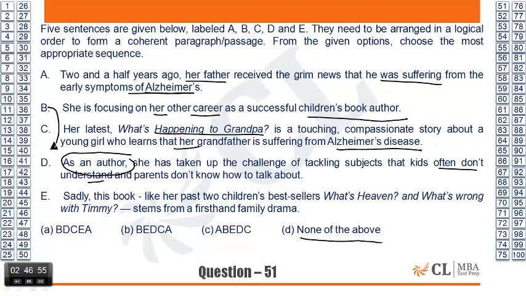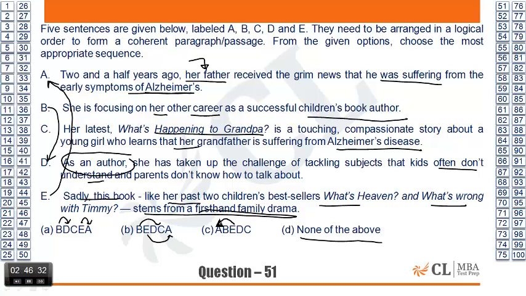I think there's a connection here, no? Book author, okay. Sadly, this book, like her past two books, stems from a first-hand family drama. So her father is suffering. Yeah, okay, let's check. EA, BD, both are there. B and then jumping like this. Okay, EA, this does make sense. B jumping D. BE. Sadly, though, this does make sense. Okay, so now none of these.